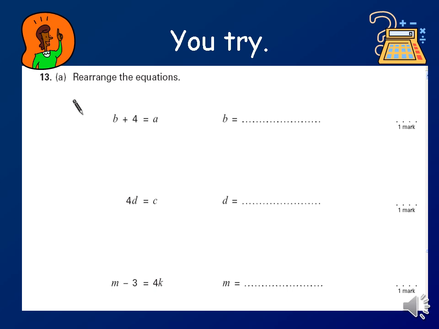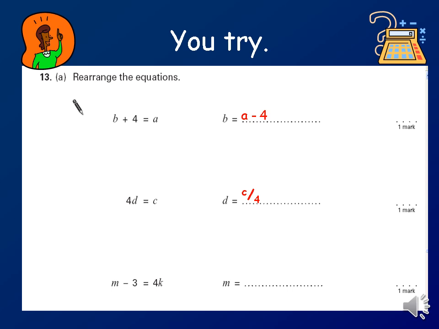So in the first one, we are asked for the value of b, so it's quite simply the 4 that needs to be got rid of. Because we took 4 away from one side, we put it on the other side as well, so b equals a minus 4. Next one, 4d equals c. We are being asked to get d on its own. To get d on its own we need to divide by 4 to get rid of the 4. So it's c over 4.